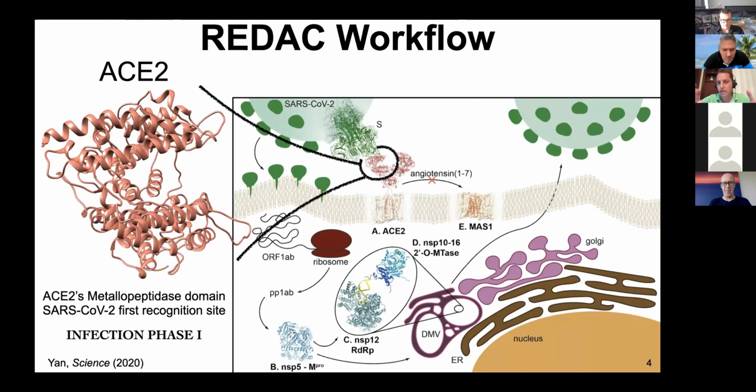The first one is very well known: the angiotensin converting enzyme 2, that is the first recognition site of the virus through the spike protein on the host cell membrane. It is thought, even though no drugs have been found, at least not potent enough to go into clinical trials, that it's a good molecular target in order to impede the virus from entering the host cell.